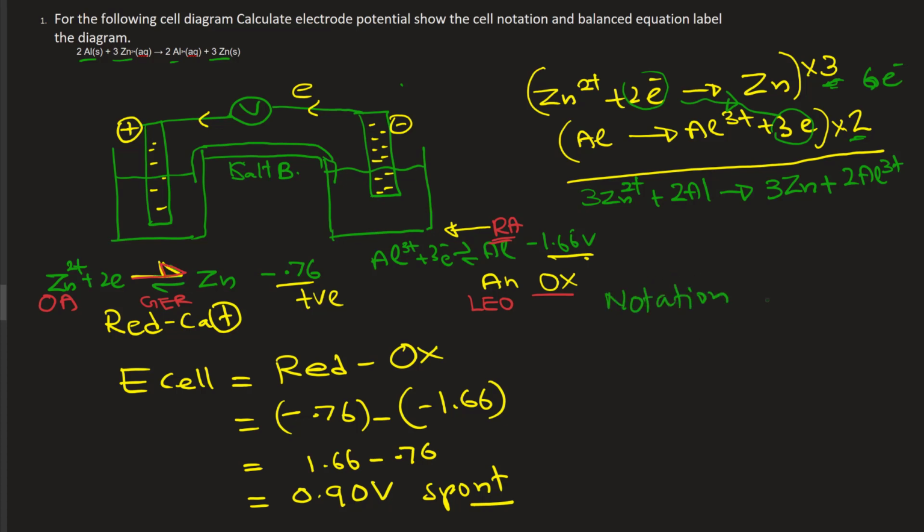Okay, notation. The cell notation is basically the direction of the electrons. So the aluminum electrons go to the aluminum 3 plus and so on, right?